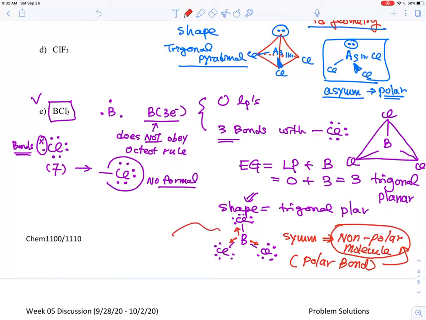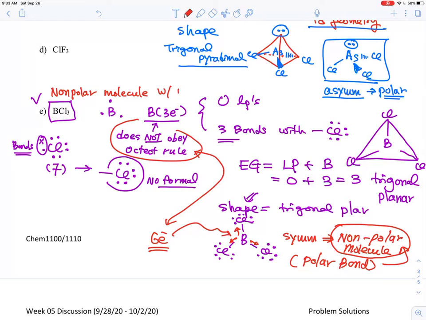So another thing, if you look at the boron here, it has 6 electrons, and as I mentioned, boron does not have to obey the octet rule. So this molecule does exist, and this is an example. So this is an example of boron trichloride, a non-polar molecule with polar bonds. Okay, so that's the key point of the shape.